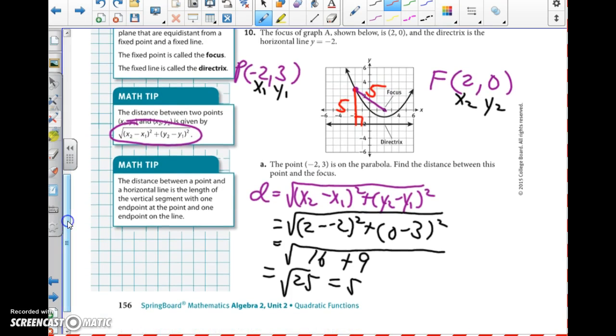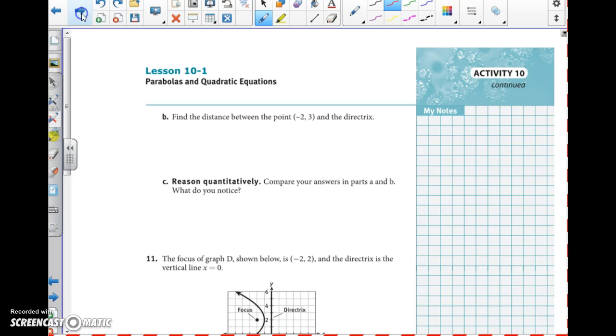Let's go to the next page. Look what B says: find the distance between -2, 3 and the directrix. What's the answer? It's 5. Very good. And then it says compare your answers in parts A and B. What did you notice? They're equal. They're equidistant. You found that they are equal distances. Exactly right.